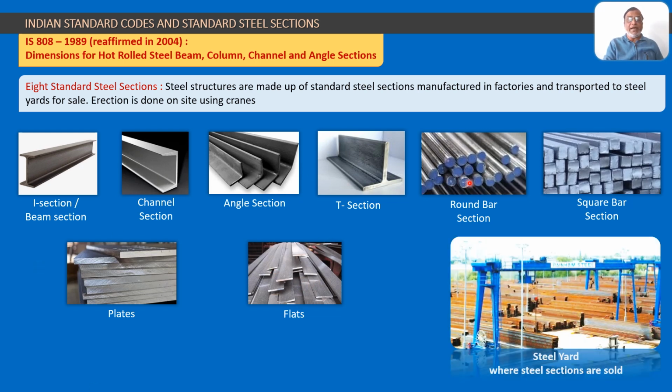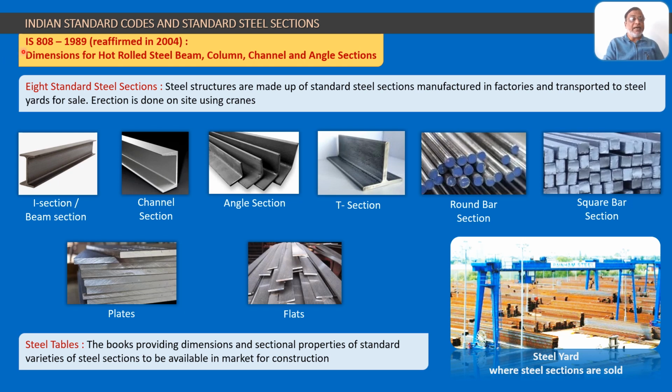Now these were the 8 sections, and as we said right now, all these sections are manufactured in the factory and they are brought to what we call a steel yard, where steel sections are sold. So you can visit a steel yard nearby your city or your location and see various varieties of steel sections kept for sale. So depending upon which structure you want to construct, you have to go to the steel yard and appropriately purchase the steel sections.